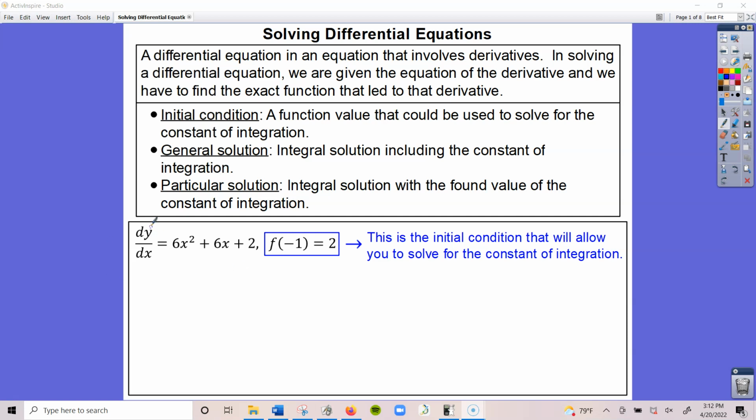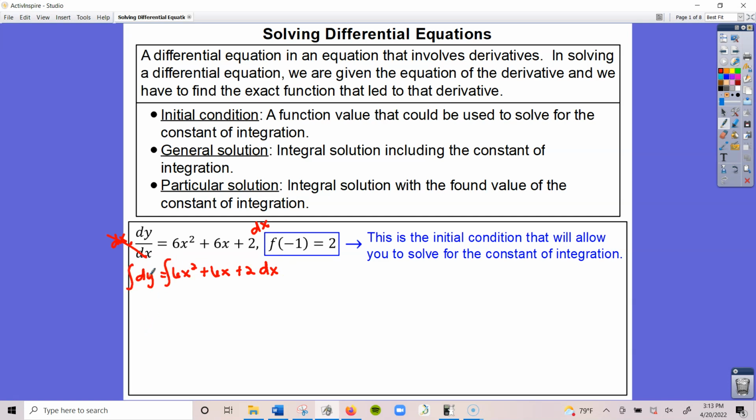So here I have dy over dx. Now it may not seem like it, but we can separate the dy and the dx. This is a fraction. So in order to separate that, I can multiply dx to both sides. And this would give me the equation dy is equal to 6x squared plus 6x plus 2 dx. Now that you have your variables and your d's separated, we can integrate both sides.